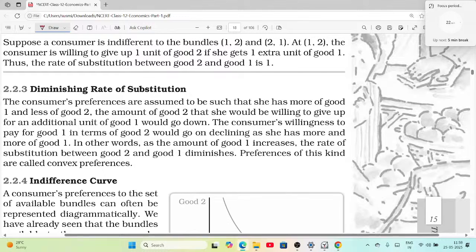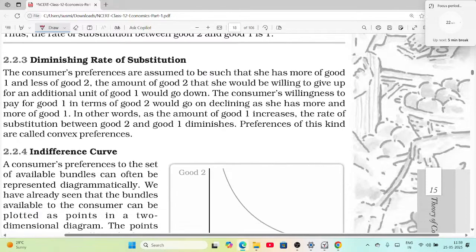Now, diminishing rate of substitution. The consumer's preference is assumed to be such that as she has more of good one and less of good two, the amount of good two she would be willing to give up for an additional unit of good one would go down. The consumer's willingness to pay for good one in terms of good two would go on declining as she has more of good one. In other words, as the amount of good one increases, the rate of substitution diminishes. Preferences of this kind are called convex preferences.